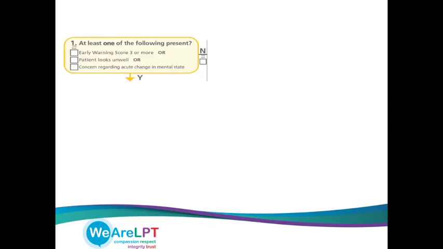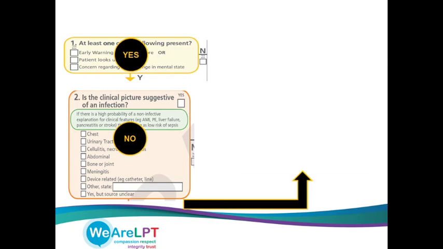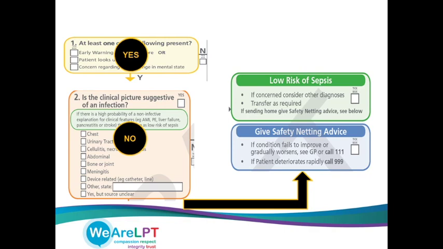Now, if you refer back to the pathway in front of you, box 1, you've identified that there is a problem. The patient isn't looking well. They have a score of 3 or more on their NEWS chart, or they have an increased confusion. You've moved down to box 2 and you feel that the answer to this question is no. There is no evidence or suggestive picture of an infection. In this instance, you'd follow the flowchart up to the green box at the top of the page. This is the low risk of sepsis box.